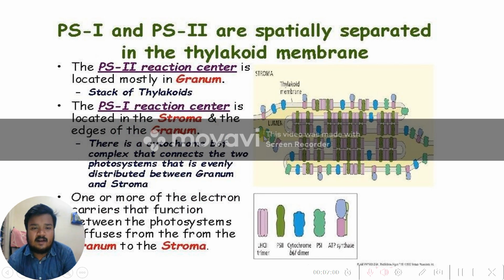Now we have to understand the location of PS1 and PS2. We have earlier understood the structure of chloroplast, in which we saw the grana. In the grana there is PS2, and in the stroma lamellae and granal edges there is PS1.